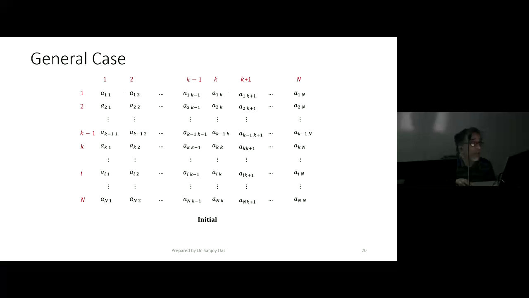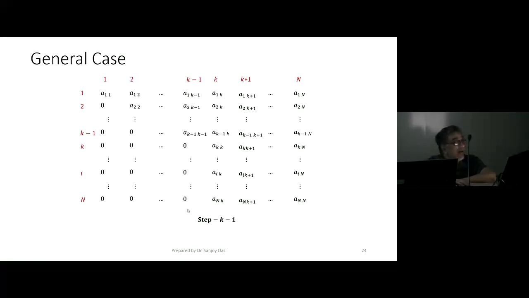And Mk is lower triangular. This is visually what you look at. This is the initial matrix. Step 1, I use row 1 to eliminate all these lower elements from column 1. This is step 2, and this is right before step k minus 1.